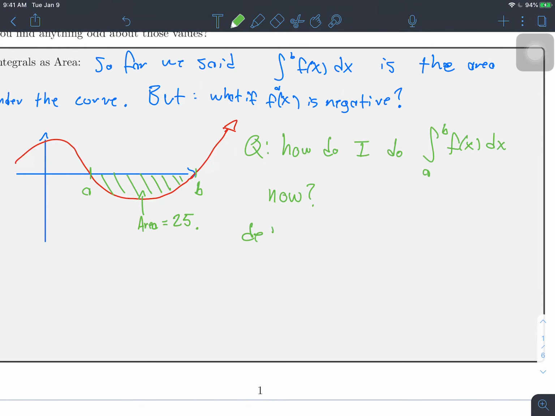We define the integral from a to b of f of x dx to be equal to negative 25. Okay, so the area between the function and the x-axis is 25, but since our function is beneath the x-axis, we're going to call that integral negative. So this region has positive area. However, the integral in this case is actually going to be negative. Okay?